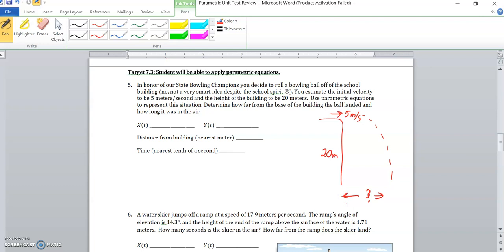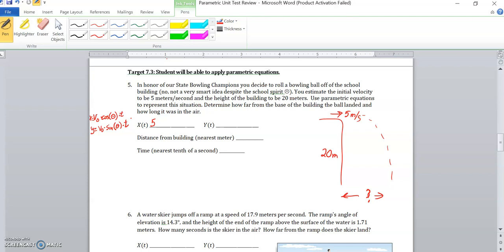So in the horizontal, our only factor is the initial velocity, 5 meters per second, times, well, in general, let's generalize these. In the x direction, you get v sub 0 cosine of the angle that it is launched, times t. And in the y direction, you would get the initial velocity times sine of your angle times t, plus the initial height and gravity.